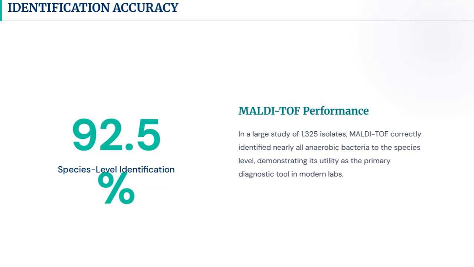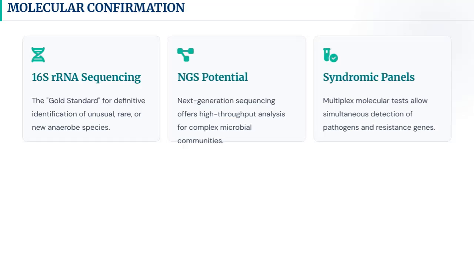Let's talk about identification accuracy, a crucial measure of any diagnostic tool. In a large study involving over 1,300 isolates, MALDI-TOF proved its strength by correctly identifying 92.5% of anaerobic bacteria right down to the species level. That's impressive. It shows why MALDI-TOF is becoming the go-to method in modern labs, offering reliable, precise results that help guide effective treatment decisions. Let's dive into molecular confirmation, a key step in identifying pathogens.